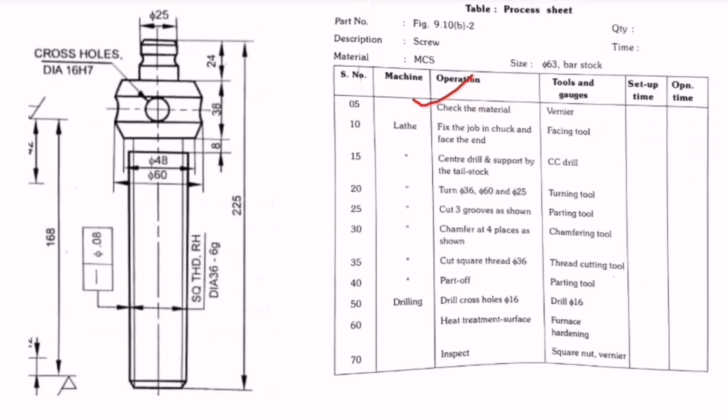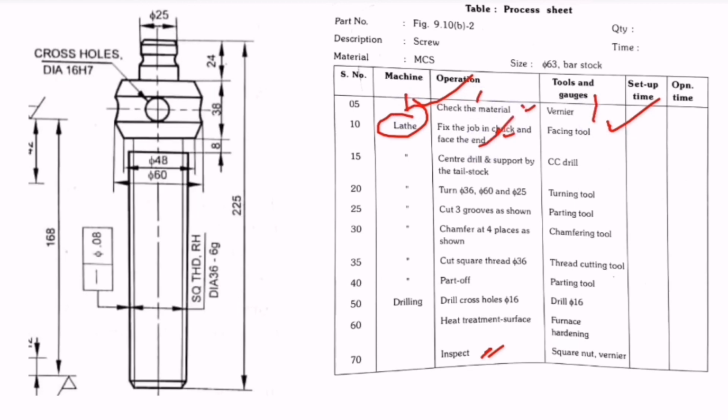The first important operation is checking the material size and the last one is the inspection. These two are common for every process sheet. Next, fix the job in the chuck and face the end. Fix the job in the chuck of the lathe machine and do the facing operation with the facing tool. Look at this. Machine is important, operation is important, tools and gauges are important.